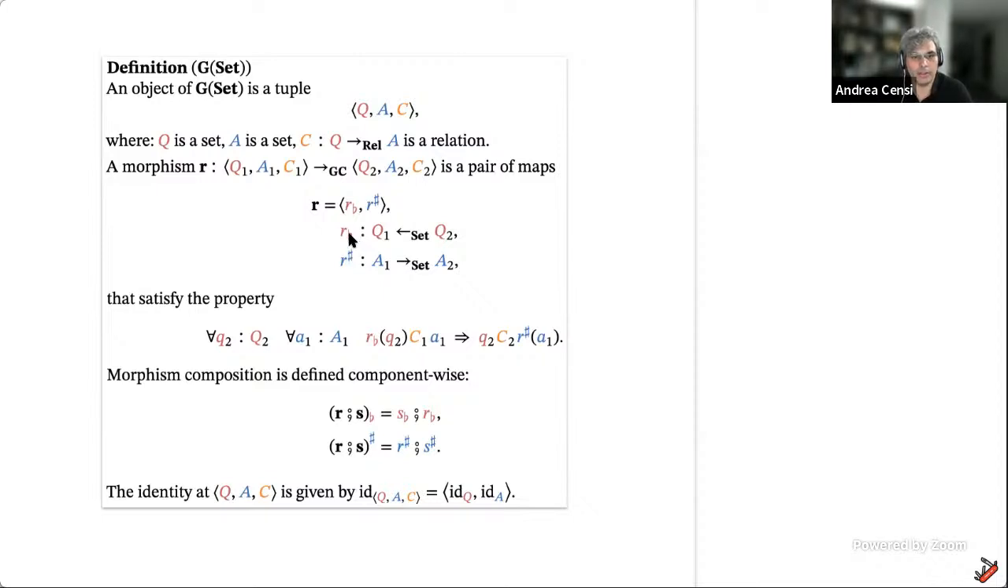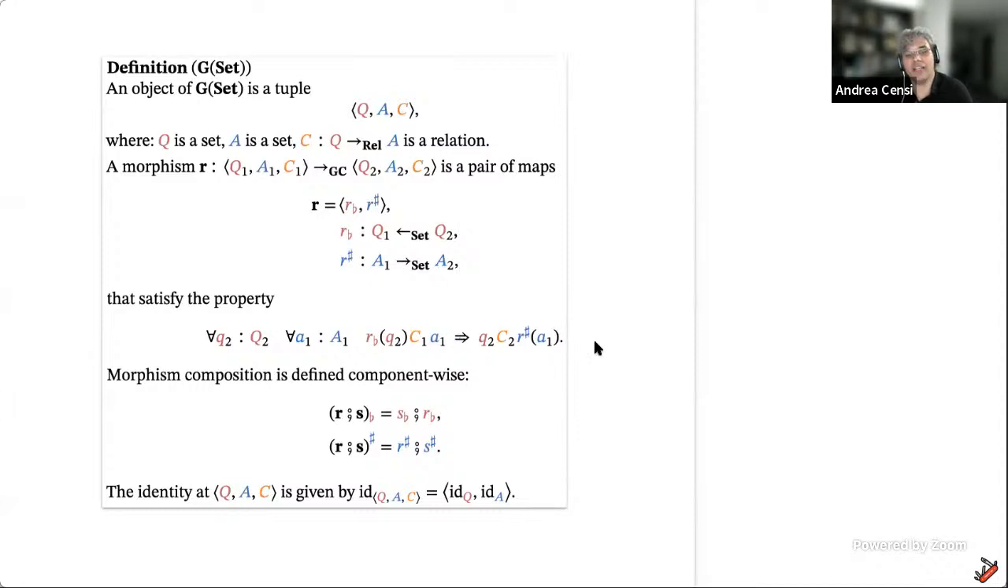So the backwards goes from Q2 to Q1. Instead, the forward goes from A1 to A2. And this is the property that needs to be satisfied. So for all Q2s and A1s, you have this condition here.